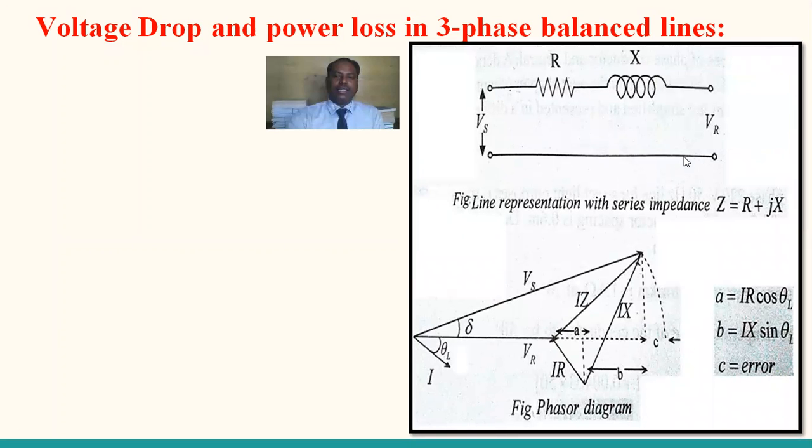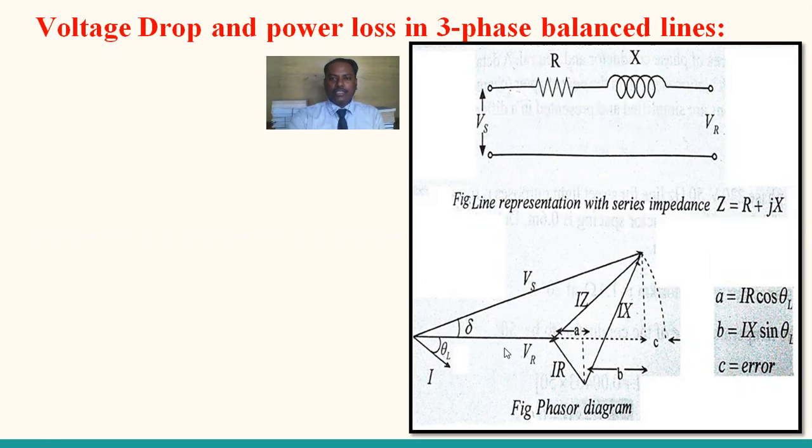So let us see here. Out of three phases, only one phase has to be taken into account, and the line impedance has to be considered. That is R plus jX, and this is the sending end voltage, and this one is the receiving end voltage. So this diagram simply represents the line representation with series impedance, Z is equal to R plus jX. So receiving end voltage is the summation of sending end voltage plus total drop.